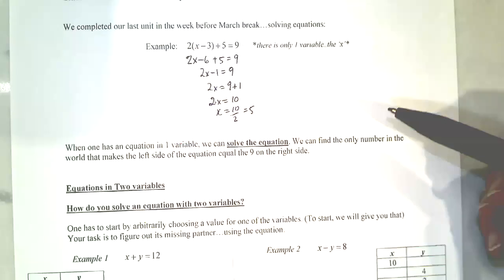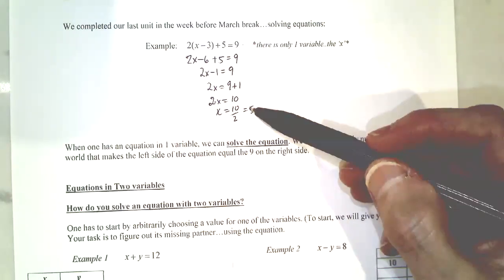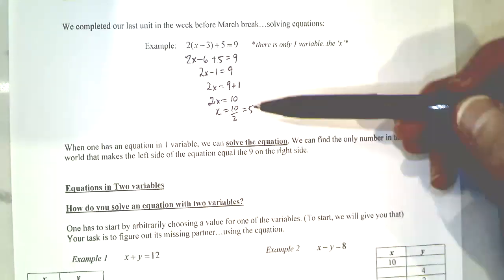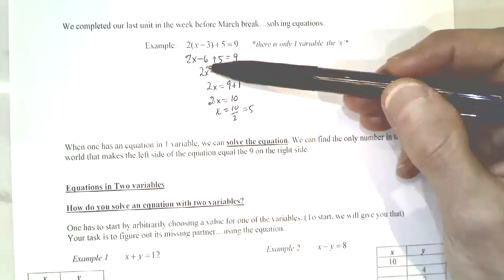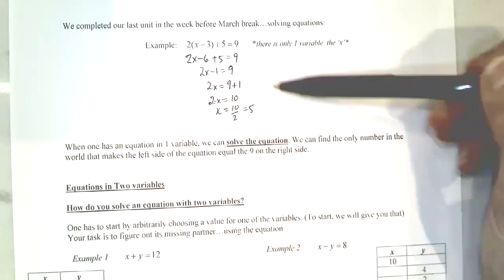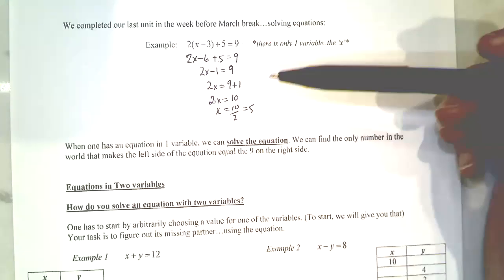So when you only have one variable, you can actually solve the equation, figure out what the one and only number in the whole world that x could possibly be to make this true. And in this case, that number is the number 5.